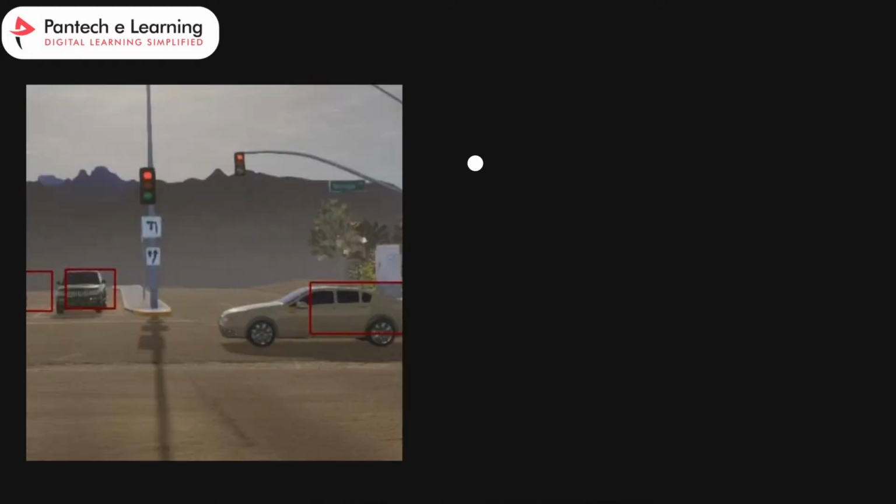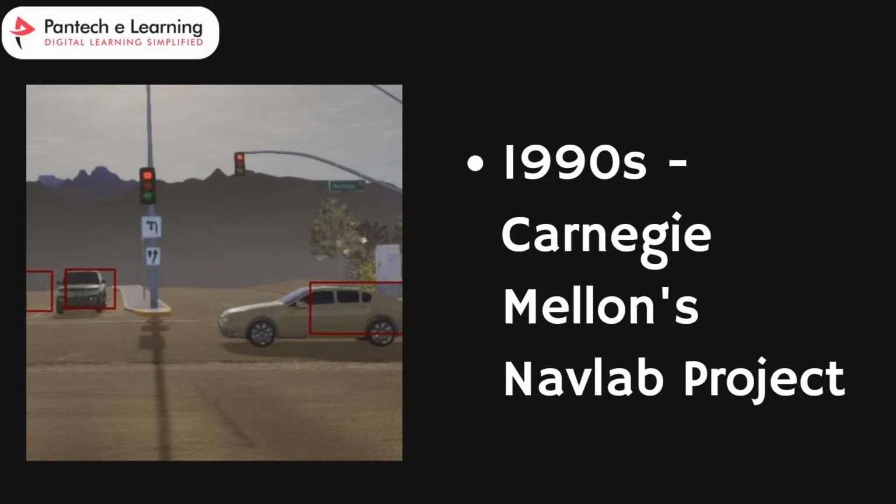In the 1990s, Carnegie Mellon's NavLab project, that means Carnegie Mellon University, made significant contributions to autonomous vehicles. Researchers at this university used neural networks to steer and control the autonomous vehicle. As part of this project, the test vehicle completed a cross-country journey covering 3,100 miles, that means 5,000 kilometers.